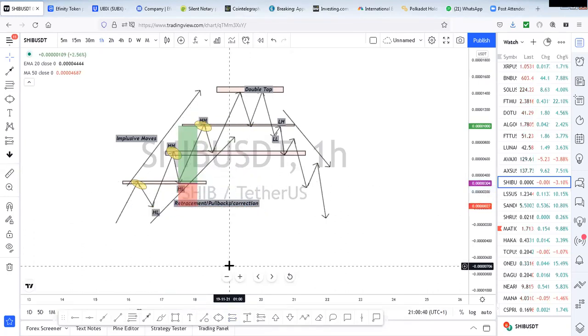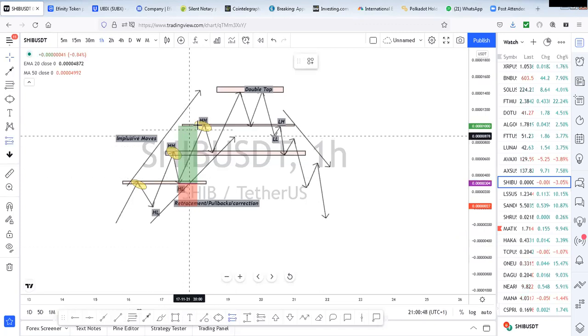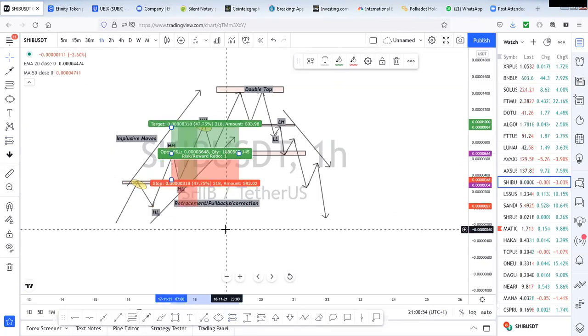That's how we ride the trend. But if I happen to make my entry at this higher high, what will happen? Boom, it will hit my stop loss. Are you following?